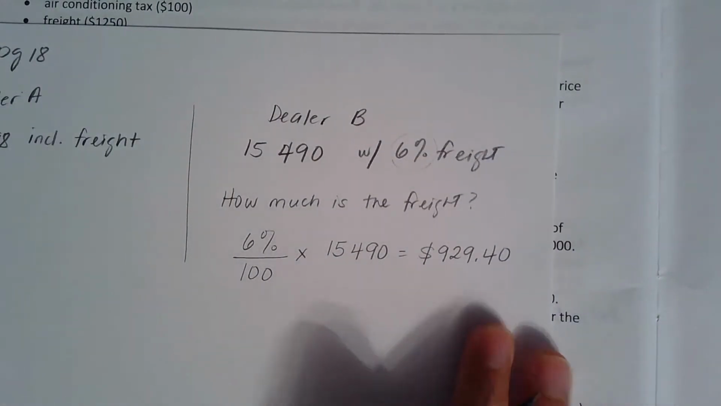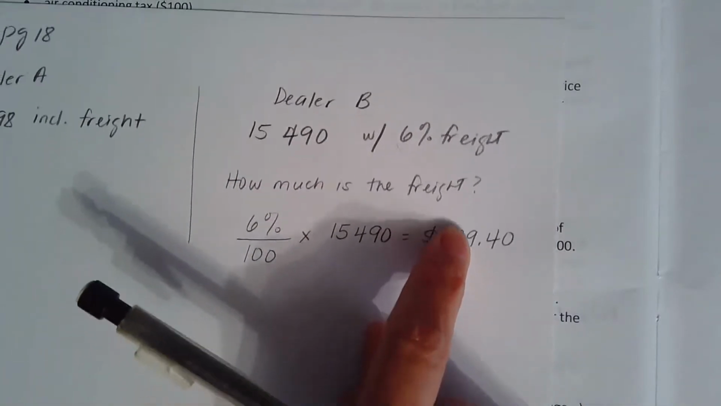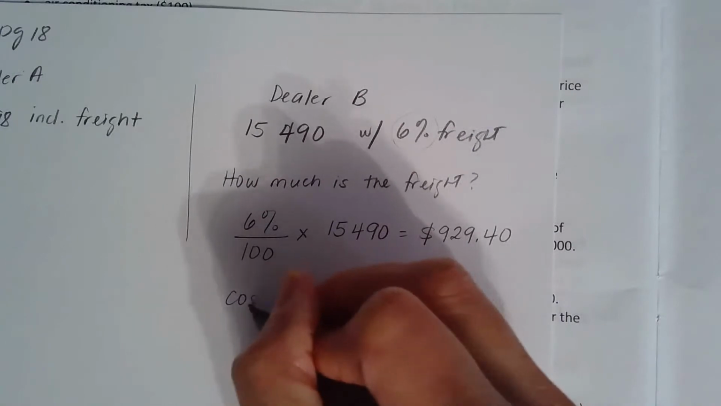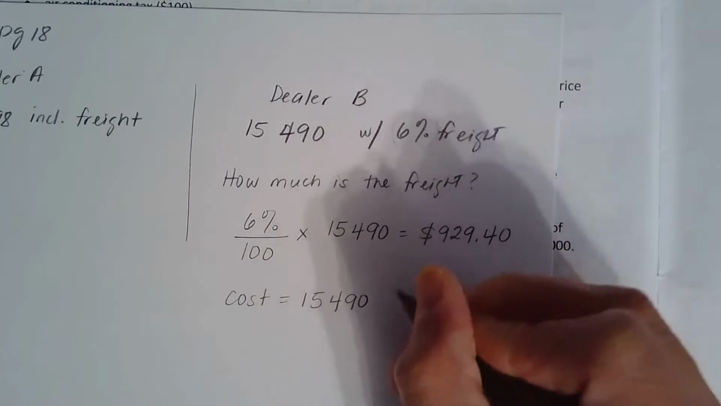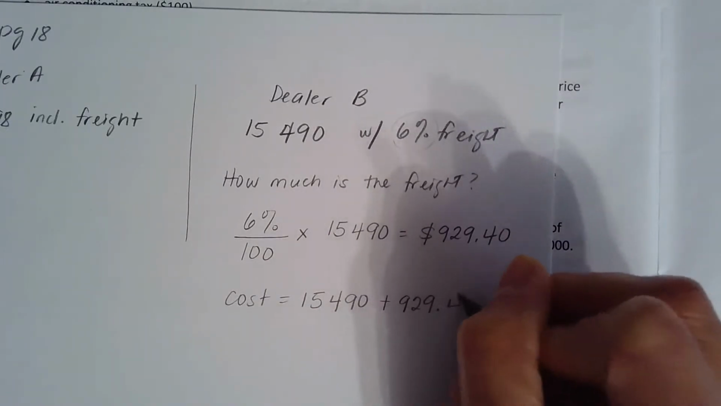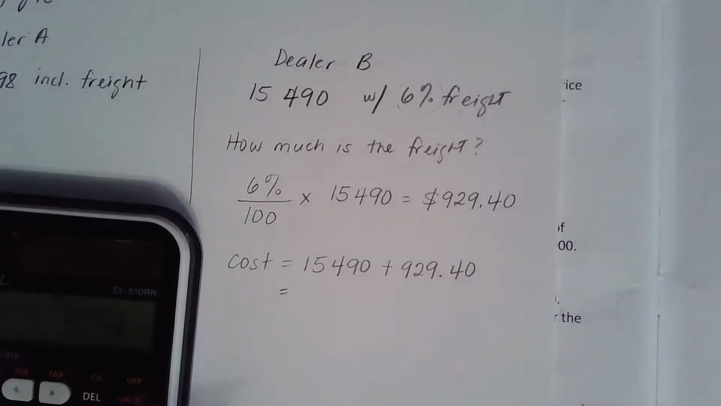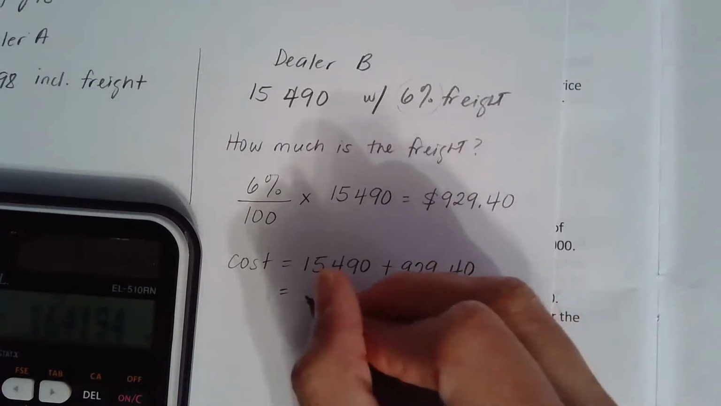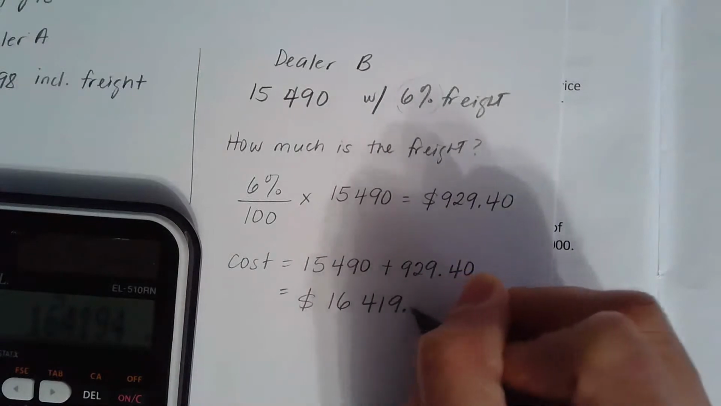$929.40. So this is the price of the car, and this is the freight that goes along with it. So the cost would be 15,490 plus the freight, which is $929.40. So it costs $16,419.40.